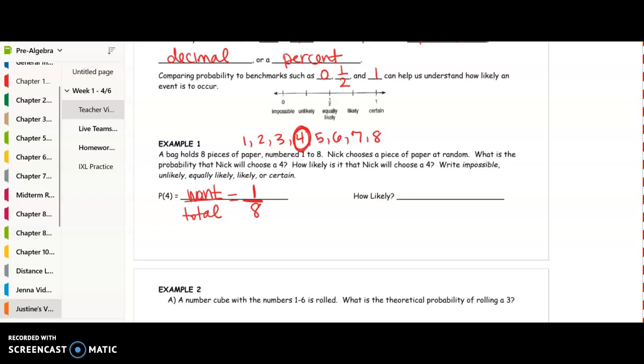If we look up at our chart here, 1/8 is smaller than a half, right? So if it's smaller than a half, it's going to be unlikely that this is going to occur. And if you notice how this was written, this is also notation for how to write probability. It's whatever you want the probability of. So P(4), they're asking for the probability of picking a 4. Okay, so that's what the notation would look like there.